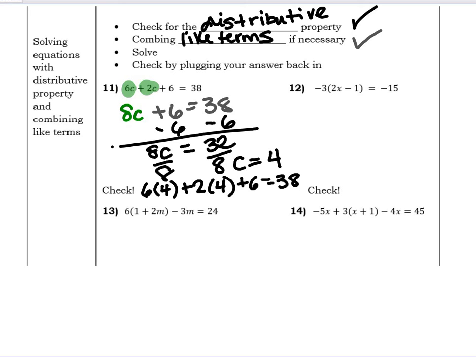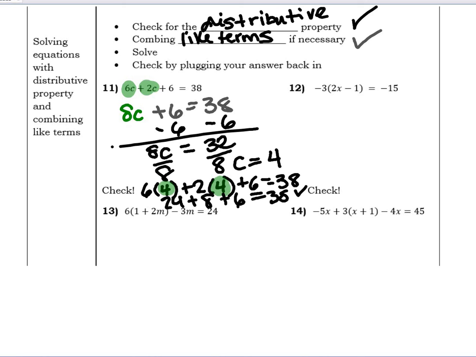So again, notice all I did is I replaced where I originally had c's with the answer that I got. So 6 times 4 is 24. 2 times 4 is 8 plus 6. Okay, that gives me 24 plus 8 is 32 plus 6 is 38. So yes, we got it correct. Now let's say you plug it in and you get something other than 38. Well, that just means we need to go back to the drawing board because we made a mistake somewhere in our calculations.